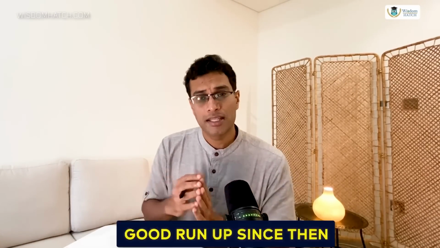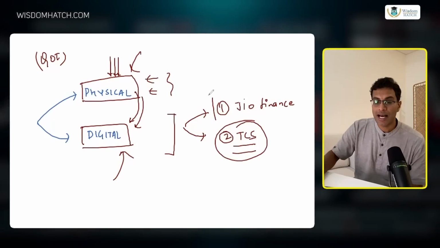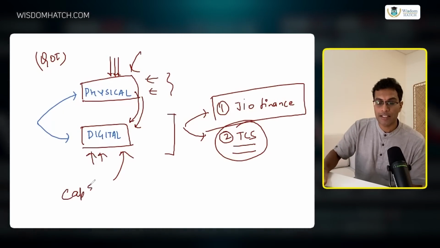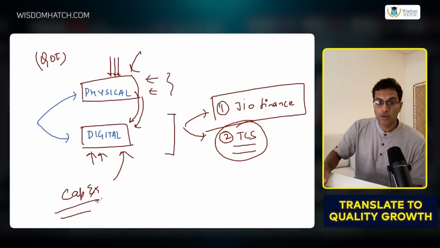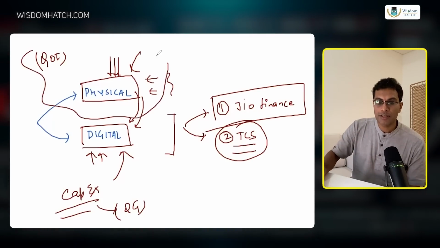Second is TCS. I had discussed this in the community also roughly 20-25 odd days back, and since then there has been a very good run up on TCS stock also. Why? Because I feel that the digital infrastructure is where a lot of capital expenditure will lead to quality growth, right? So this is a very important point, because quality growth is not coming from here, right?